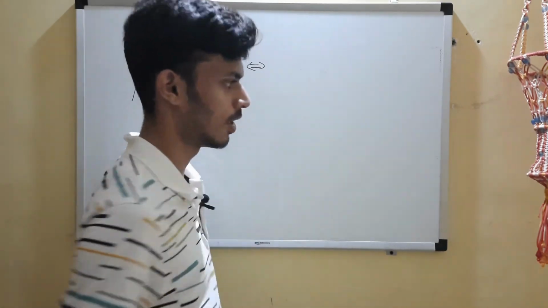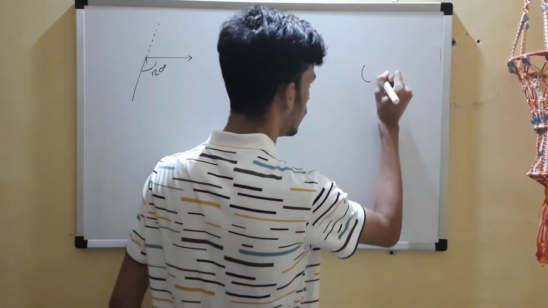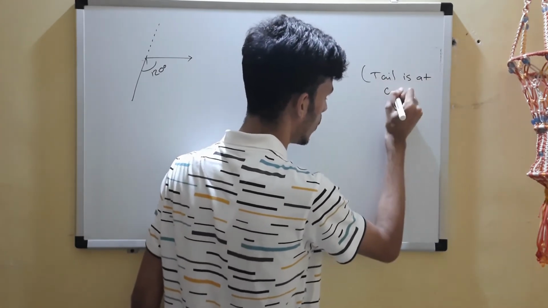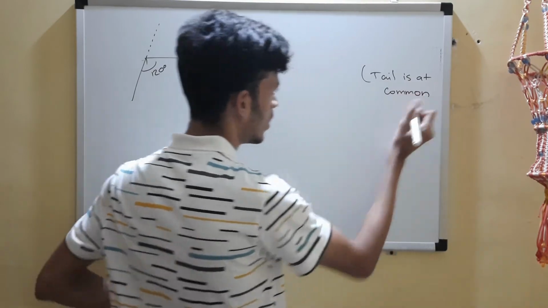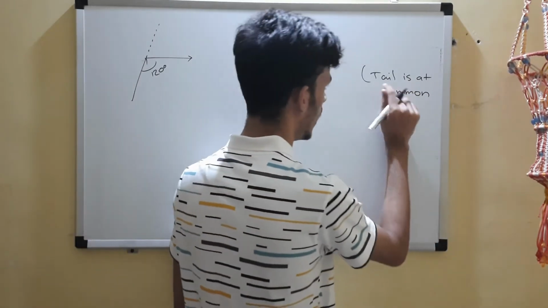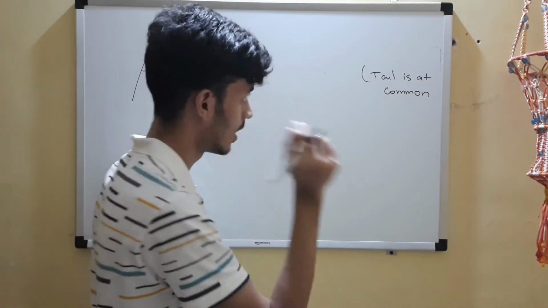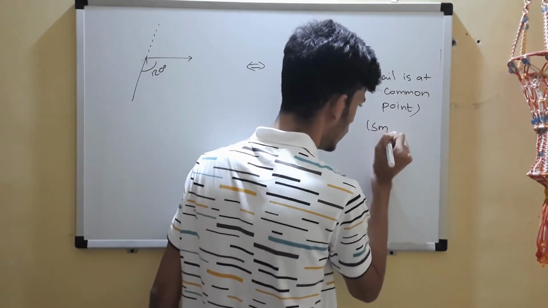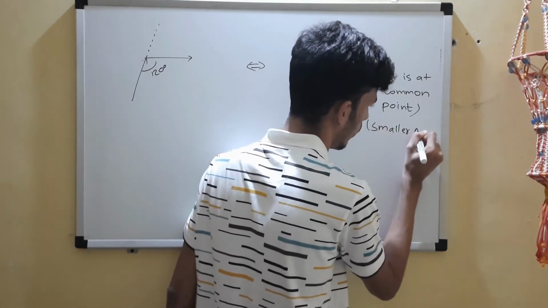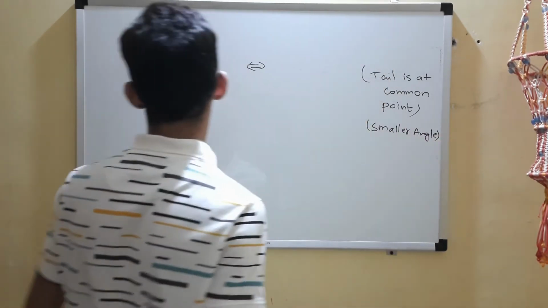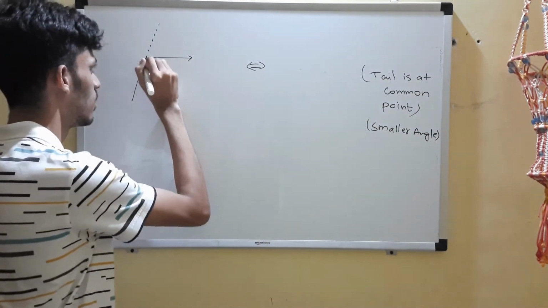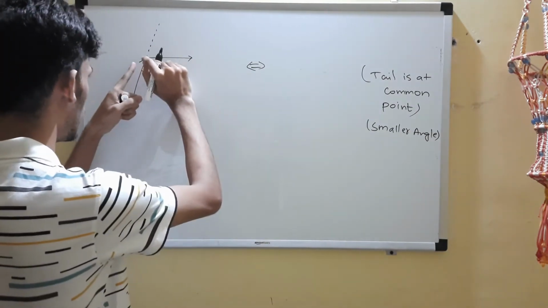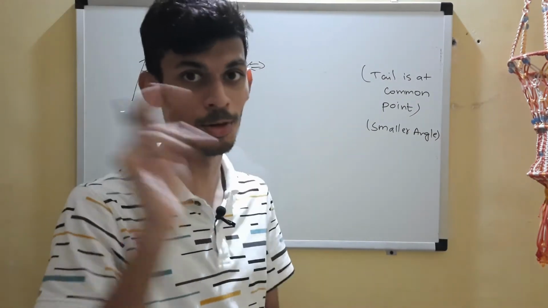Whenever you are asked for the angle between two vectors, you have to check two conditions. One is that their tails are at a common point, or that their arrows are outward. You can watch for either. The second thing is that you take the smaller angle, which is obvious. Here, the head of the first one is matching with the tail of the other, so the tails are not at a common point.